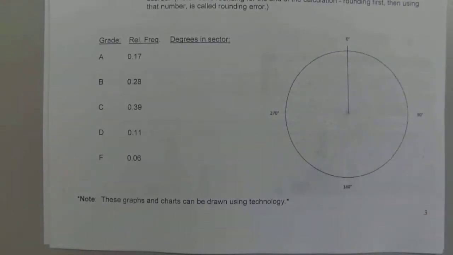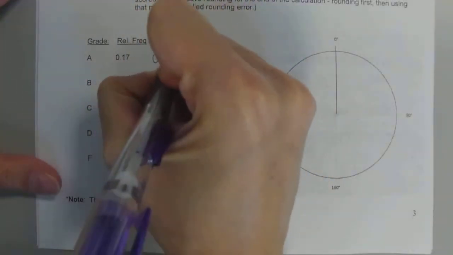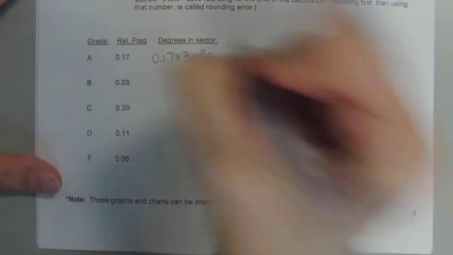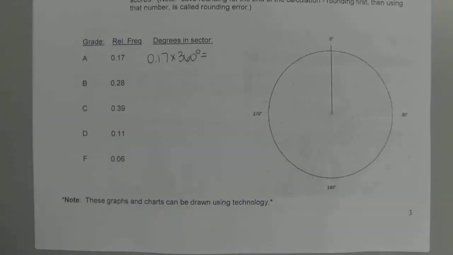So let's look at this data. This is the same data that we got from the front page with our course, our test scores: 17%, 28%, 39%, 11%, and 6%. When I go to draw my pie chart, what size should each of those pie slices be? We're just going to ask ourselves, if 17% of our data got A's, then 17% of that circle should be an A slice. Well, how many degrees are in a circle? 360. So we're just going to take 0.17 times 360 degrees to figure out how many degrees this pie slice should be.